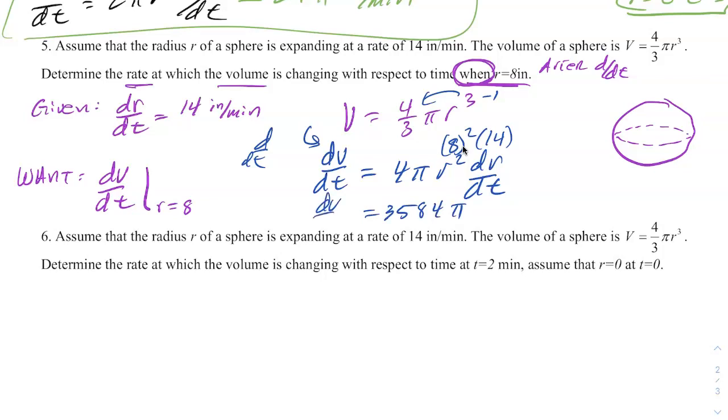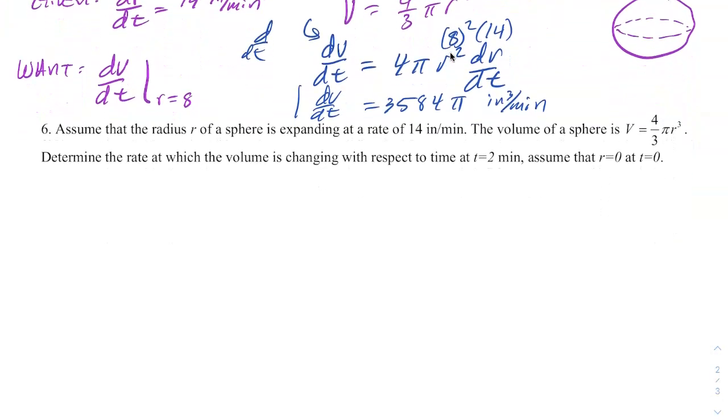That's what my volume is. That's the rate of my volume. That's how big it's expanding. And again, units, since we're doing volume, it has to be cubed. So it'll be inches cubed per minute. So it looks like this. So there we go.